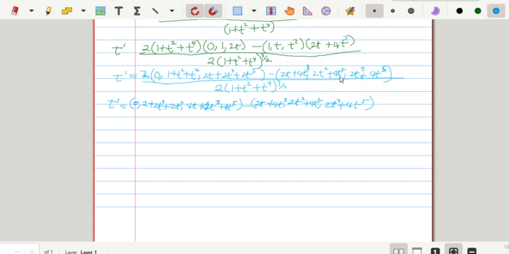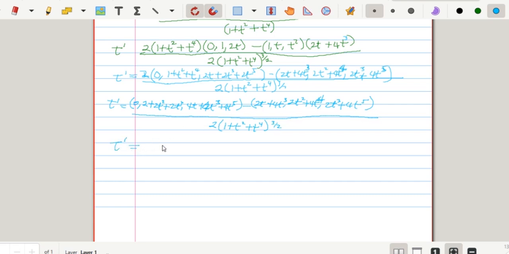Let's confirm this. This is 4t raised to the power 4 here. 4t raised to the power 4, because we are going to have t multiplying t raised to the power 3. So this is all divided by 2 into 1 plus t squared plus t raised to the power 4 all raised to the power 3 over 2.